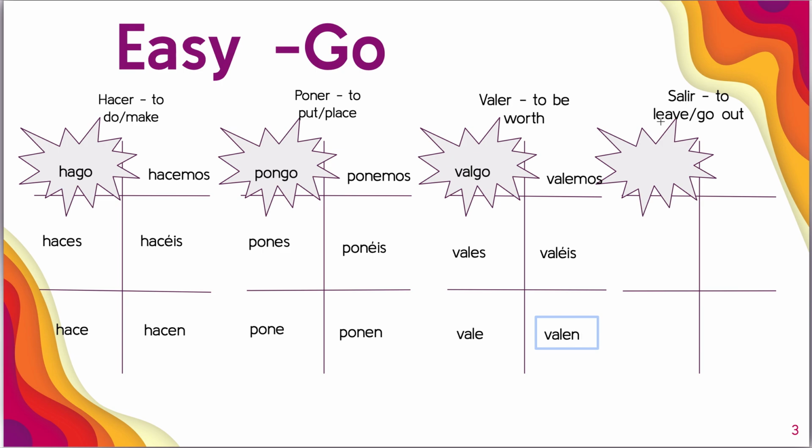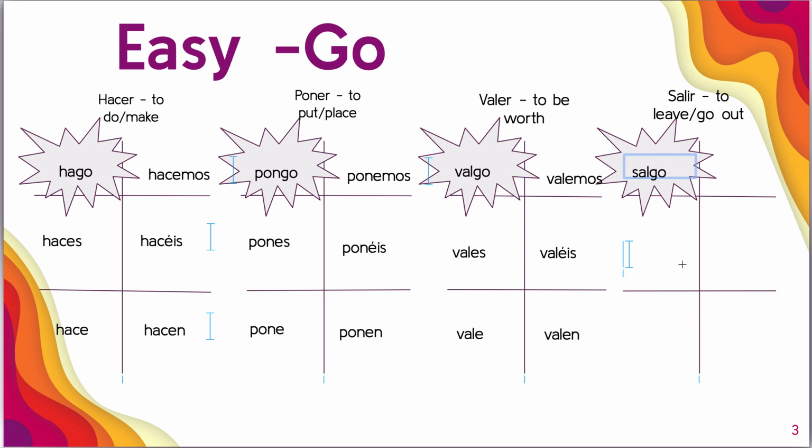All right, moving on to salir. That is to leave or go out. Salir is different than the other three because these three are ER verbs, but salir is an IR verb. So it's going to have the same pattern, but you have to put IR endings on it. All right, so that means the yo form is going to have the G, so it is going to be salgo.